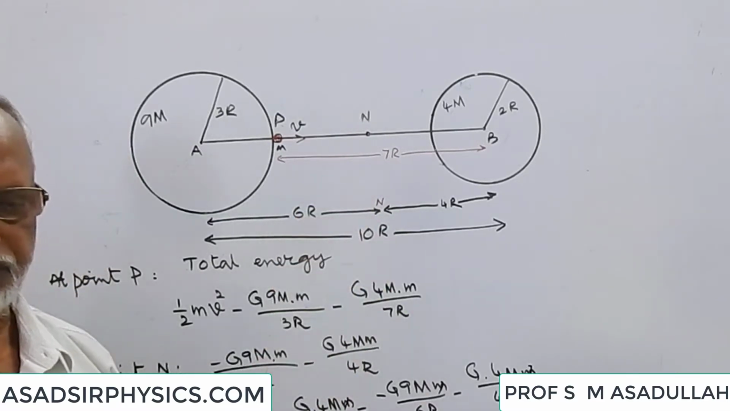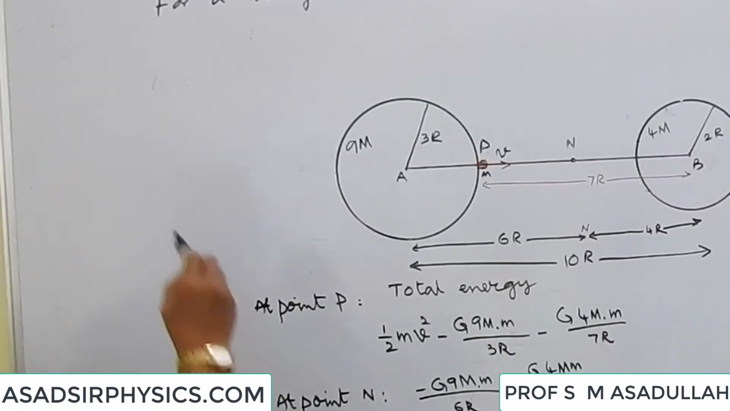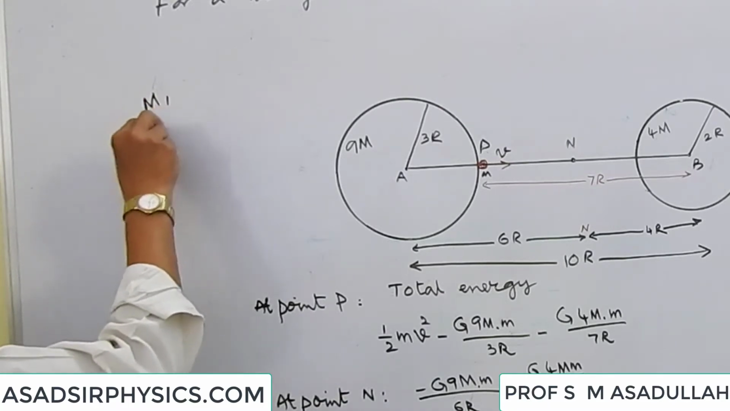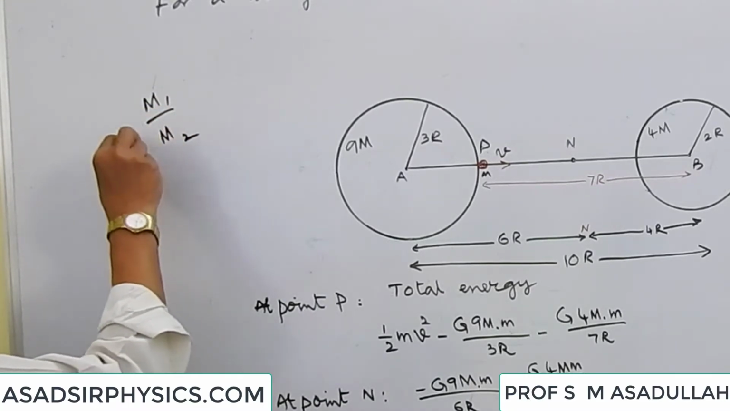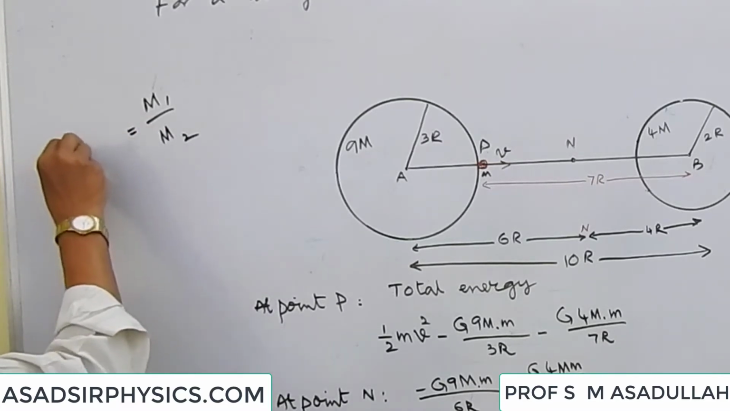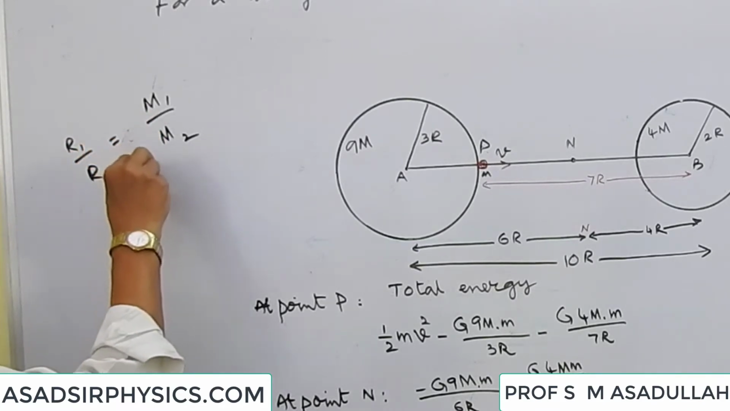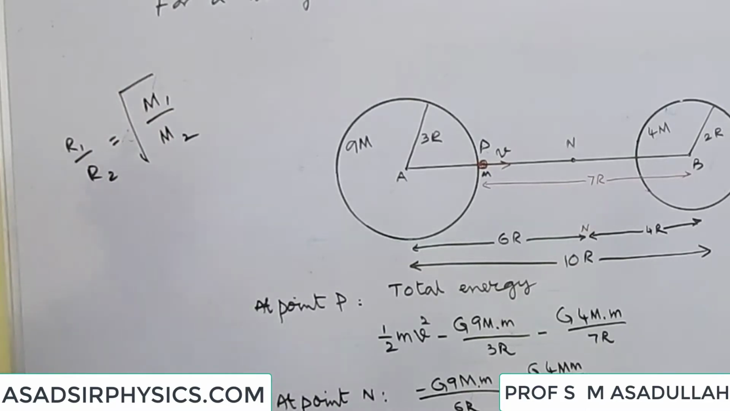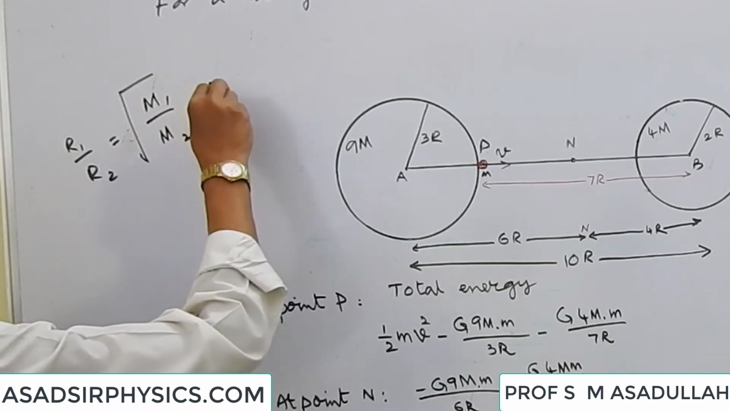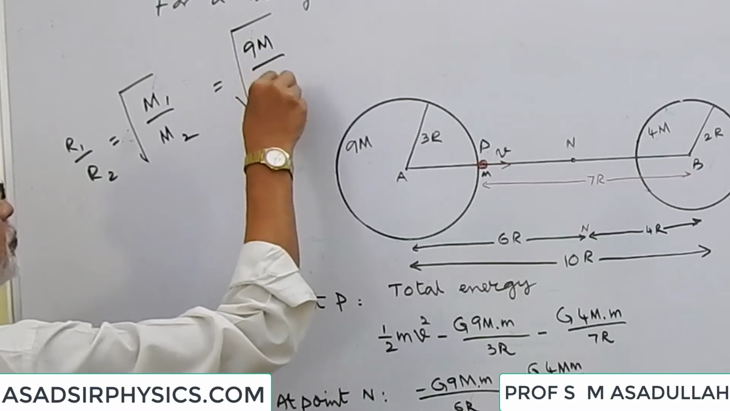How to find the neutral point? If you have got two bodies of different masses, m1 and m2, then the distances from the neutral point, r1 and r2, will be in the ratio under root m1 by m2. So here it is under root 9m by 4m.